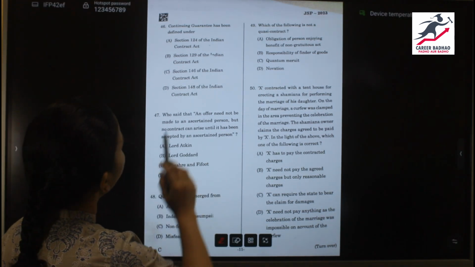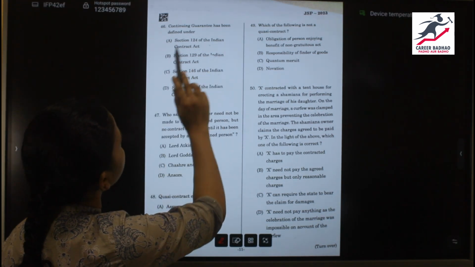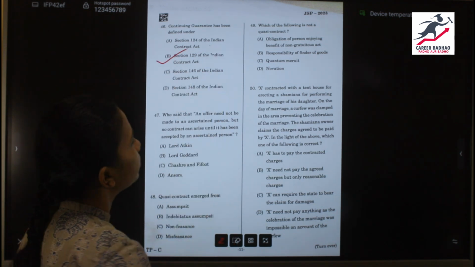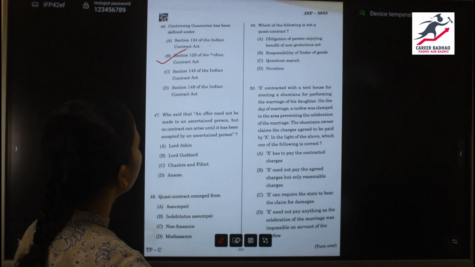Okay, question number 46. Continuing guarantee has been defined under, this is also a section based question. The correct answer is option number B, section 129 of Indian Contract Act.